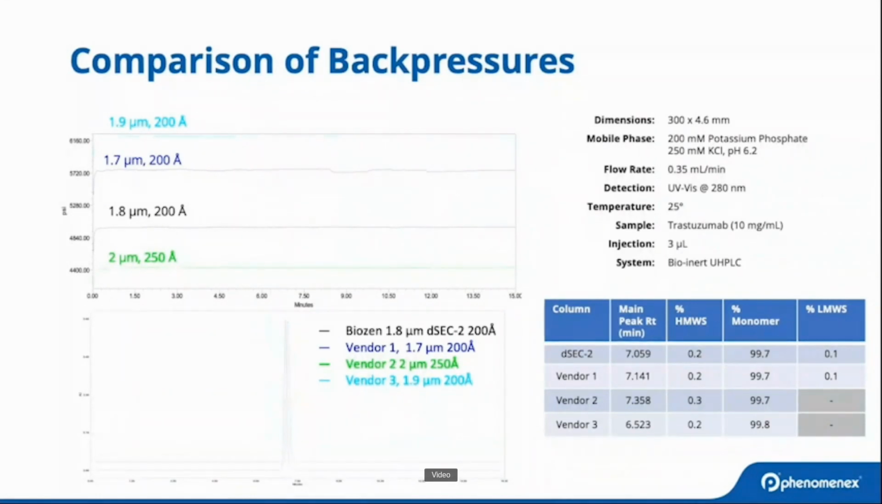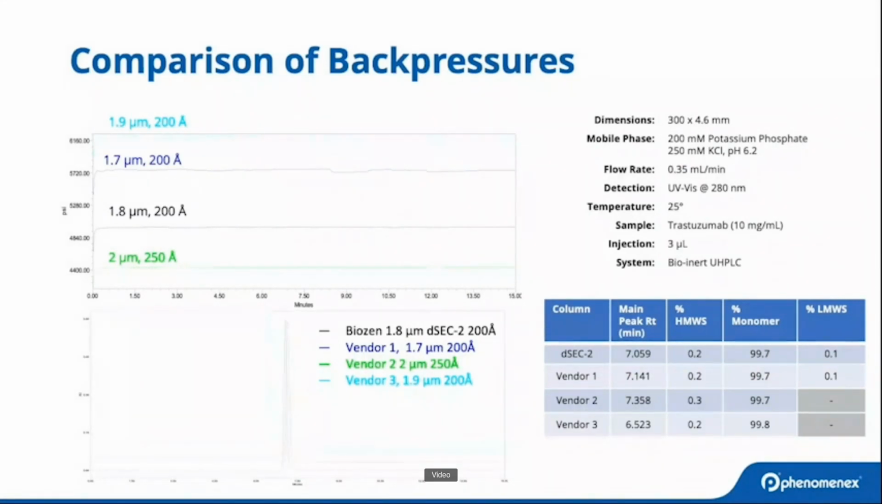And we mentioned previously, not all sub 2 micron particles are created the same. The particle size and even the distribution may be different. So the 2 micron 250 angstrom particle shown here in green, unsurprisingly at 0.35 ml/minute gives the lowest back pressure of around 300 bar. The DSEC2 particle runs at around 330 bar, while a 1.7 micron hybrid around 400 bar, with the 1.9 micron strangely actually running at the highest back pressure, exceeding 400 bar.